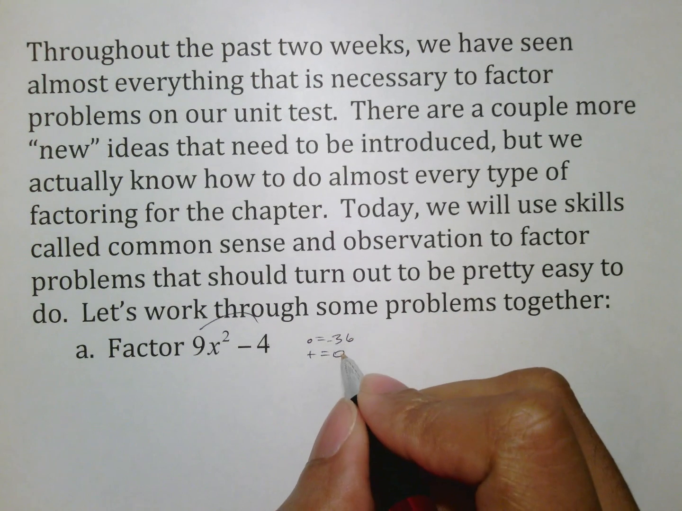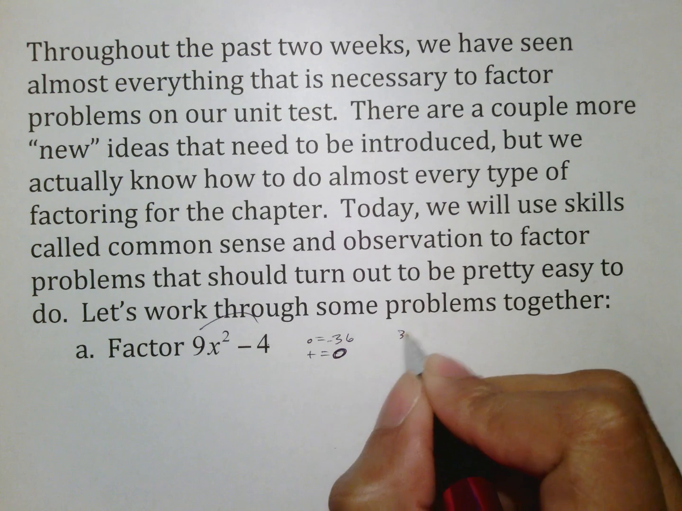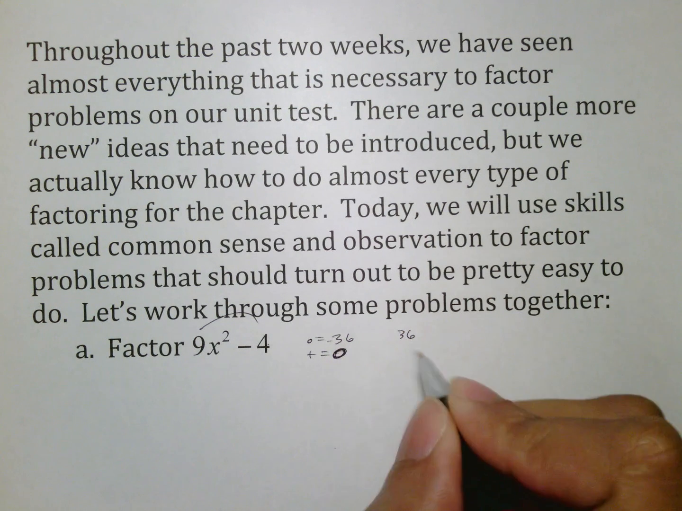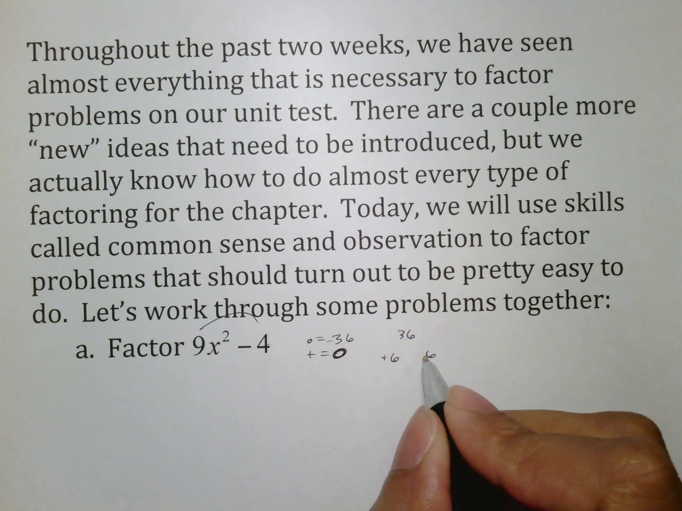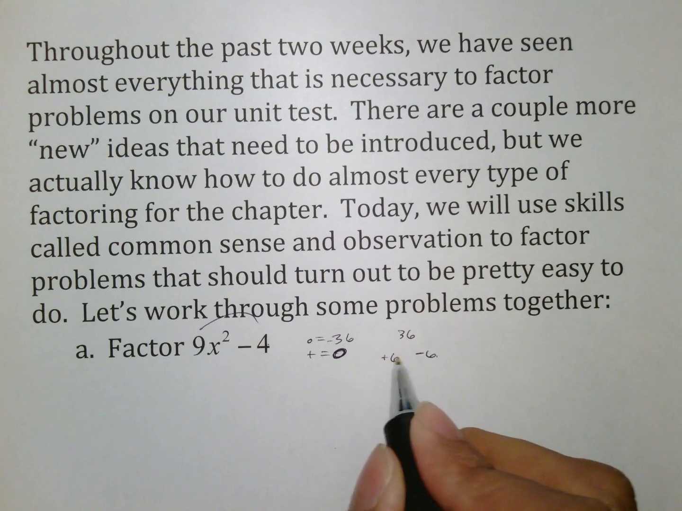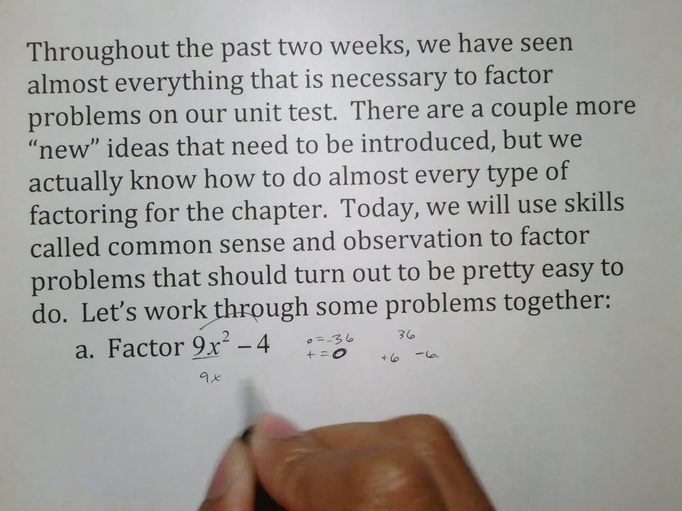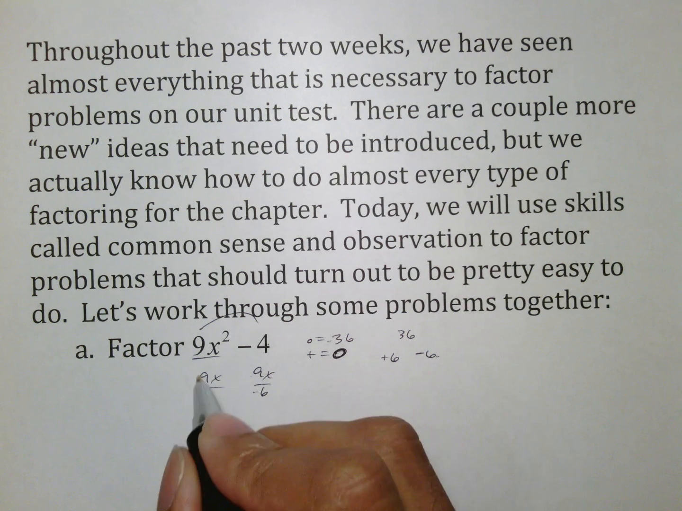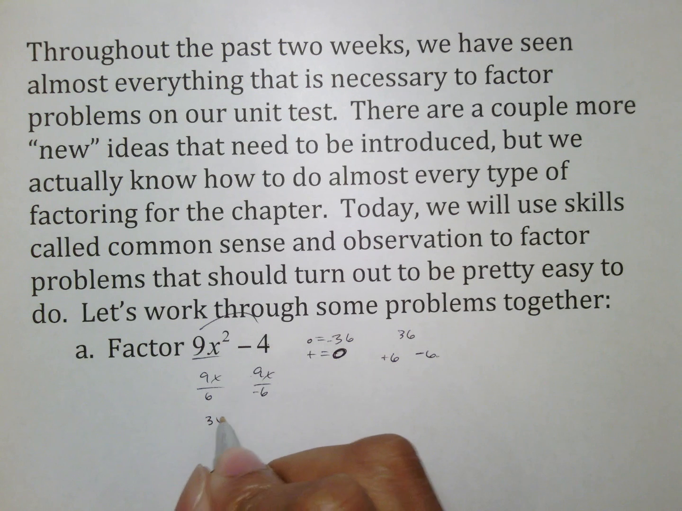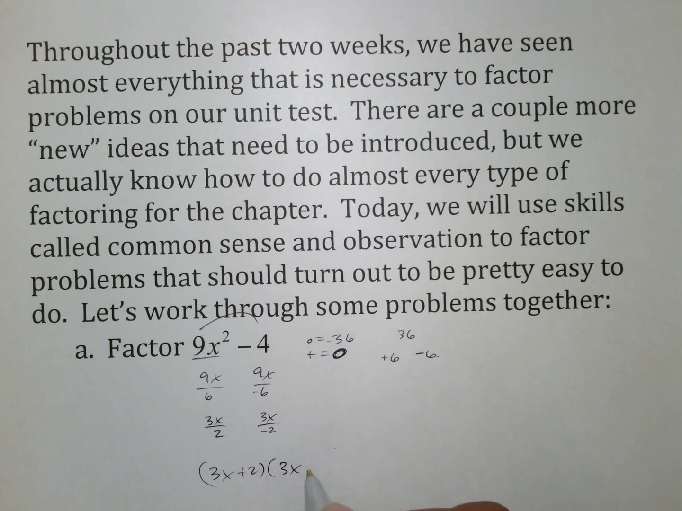What we learned before is that when it adds to be 0, the numbers should be opposites of each other, which means when you make your tree for 36, because it adds to be 0, we are looking for 6 and 6. One of the 6's is positive and the other 6 is negative, because that's the only way you get a 0 whenever you add them. With that said, we now put 9x over 9x with 6 here and negative 6 there. Both of these can be divided by 3, which puts 3x over 2 and 3x over negative 2, which in the end gives me these two answers.